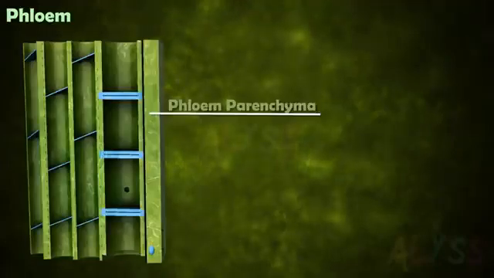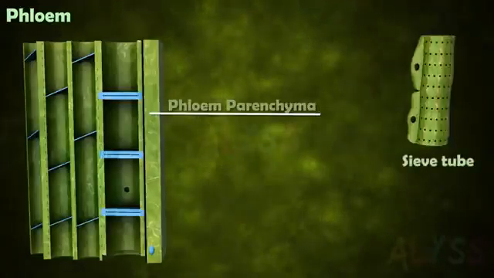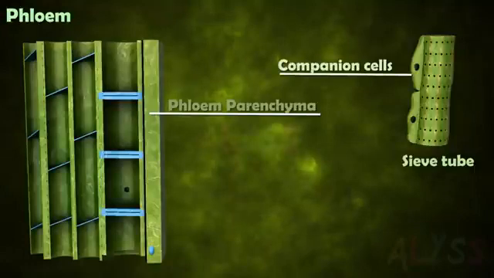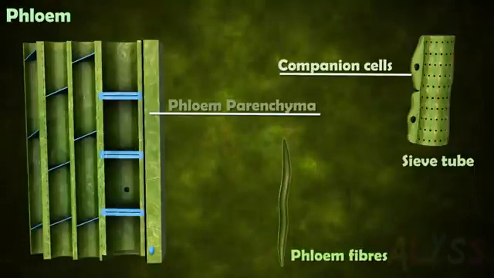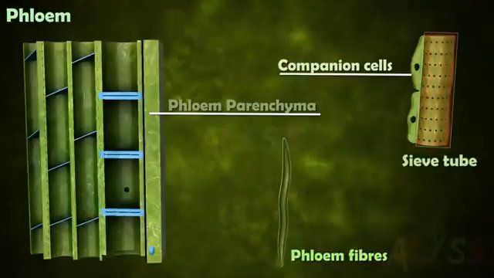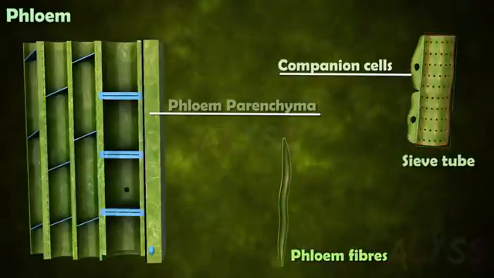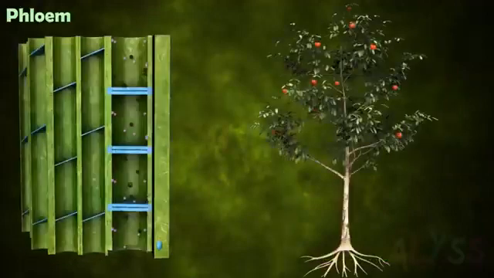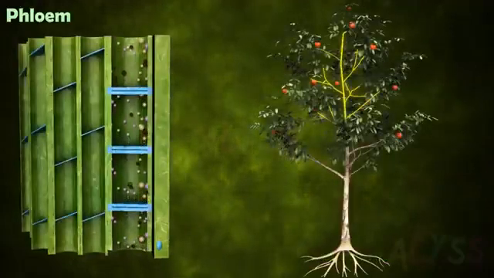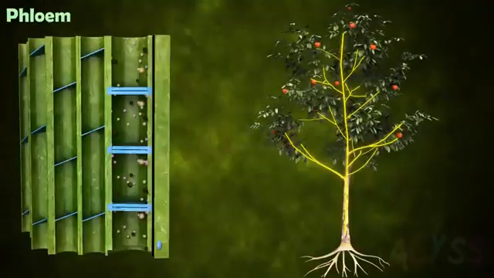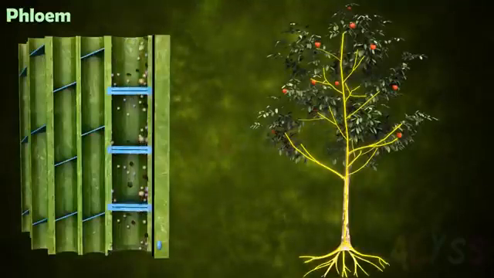Phloem is a conductive tissue with mostly living cells, which are phloem parenchyma, sieve tubes, companion cells, and phloem fibers. Sieve tubes are the main conducting cells which are supported by companion cells for their function. Phloem fibers give support and parenchyma stores food. Phloem conducts food in both directions.